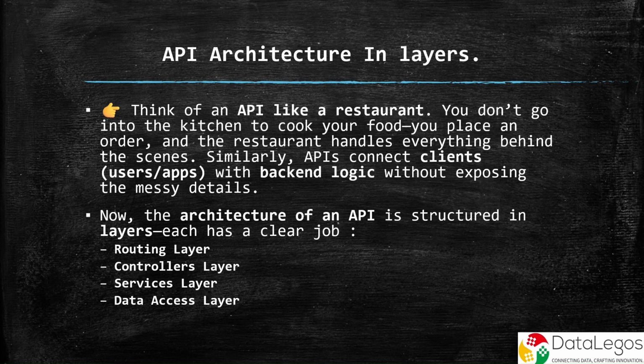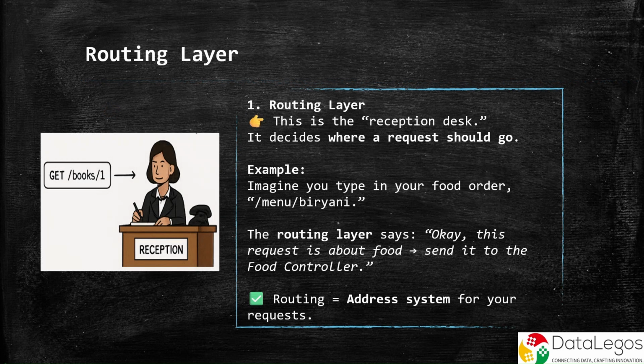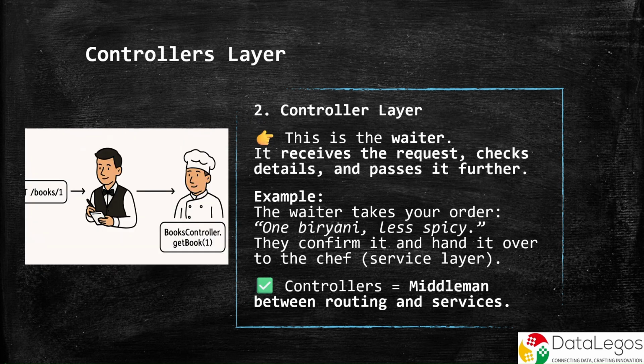The routing layer is like the reception desk. It decides where each request should go. For example, when you type /menu/biryani, routing says, "This belongs to food, send it to the food controller." Think of it as the address system for requests.